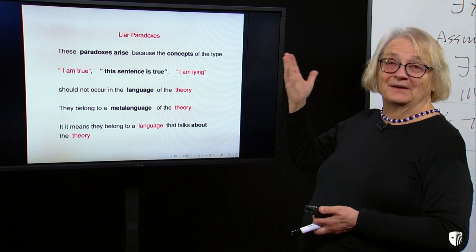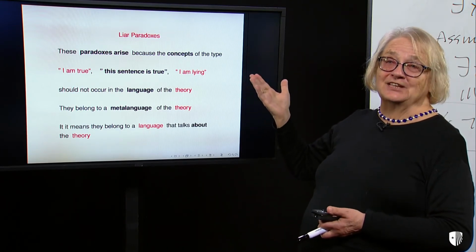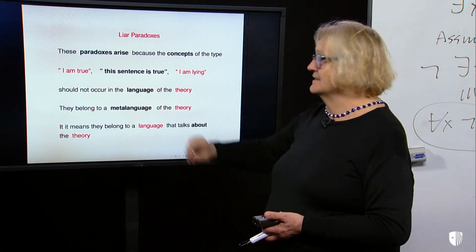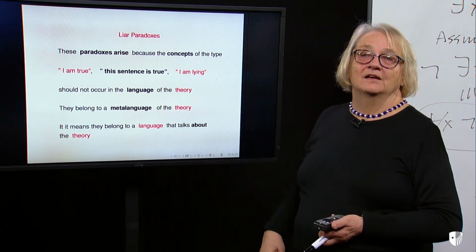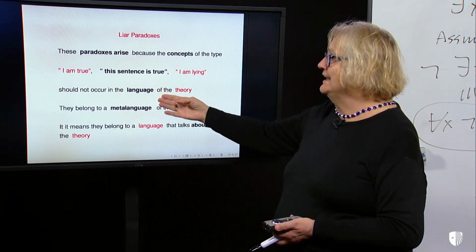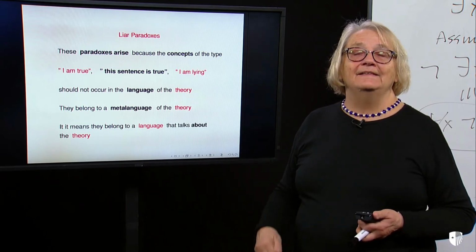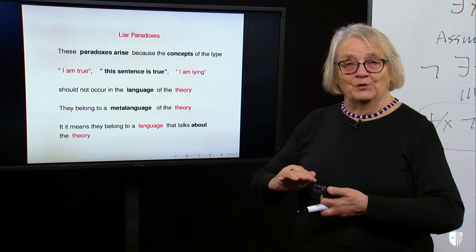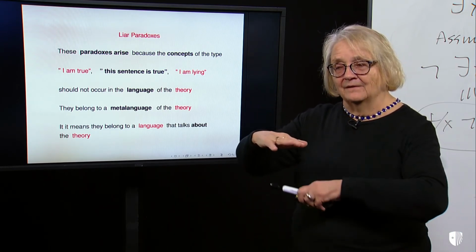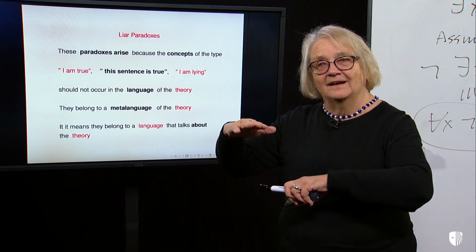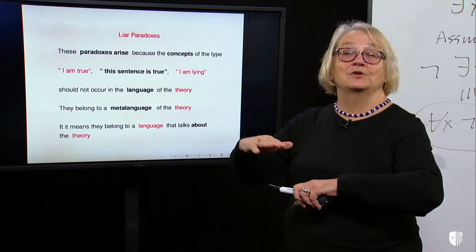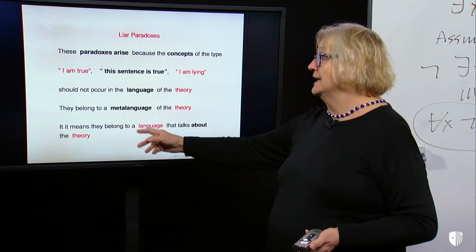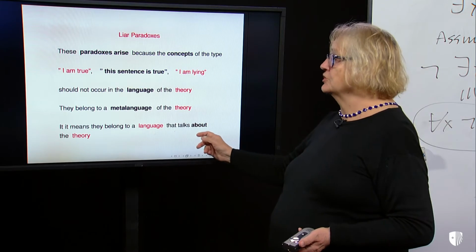Of course, those paradoxes arise because the concepts of "I am true," "this sentence is true," "I am lying" should not occur in the language of the theory. They belong to the meta language. If you have that division, you sort it out, you will not have that paradox. It means they belong to a language that talks about the theory.